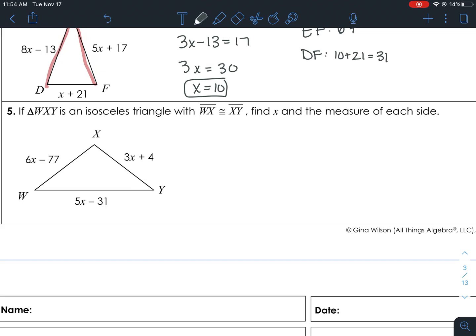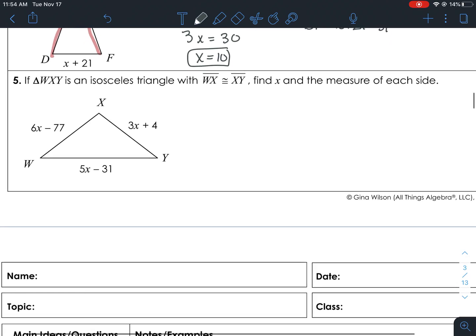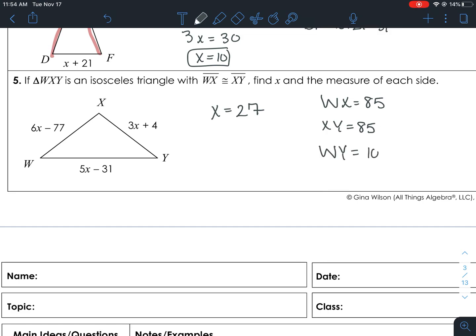Number 5 is the exact same as 4, so I'm going to give you the answers here. For this one, x equals 27. And when you plug that in, WX will equal 85. XY is also equal to 85. And our sweet friend WY is going to be equal to 104.